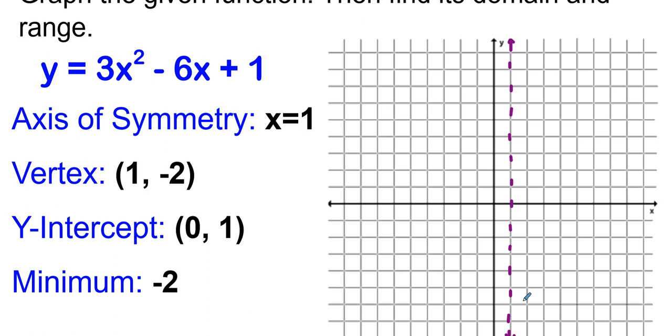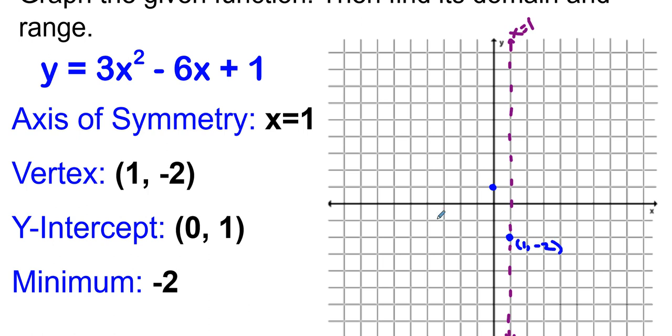I'm going to draw a dashed line because that's not actually part of my parabola. It's going to help me graph the parabola. The vertex is at 1, negative 2. Put a point there. So my vertex is at 1, negative 2. My y-intercept is 0, 1, so I can put a point at 0, 1. The minimum is negative 2. Well, that doesn't really help me graph anymore because I know the vertex already is at 1, negative 2.